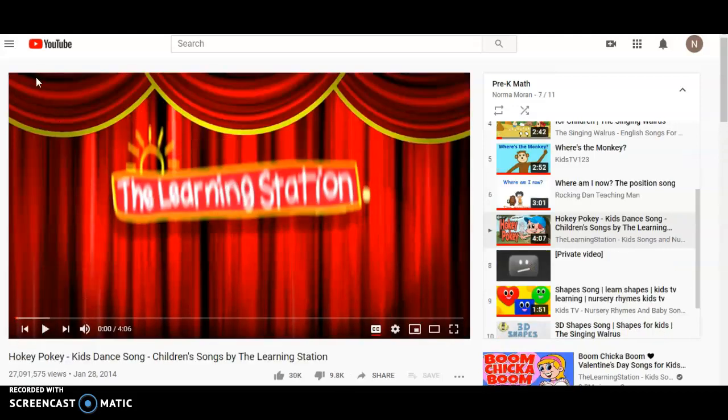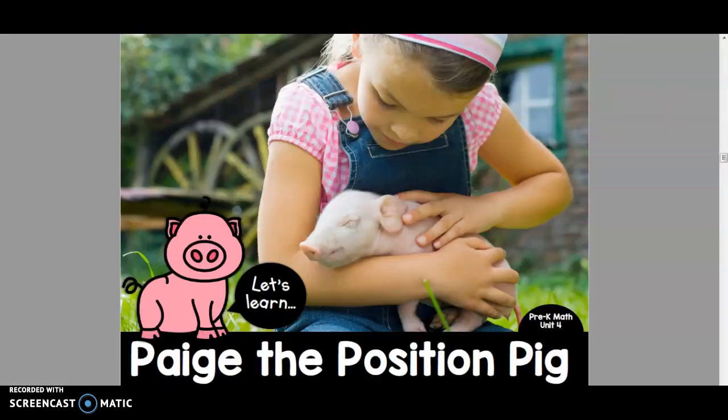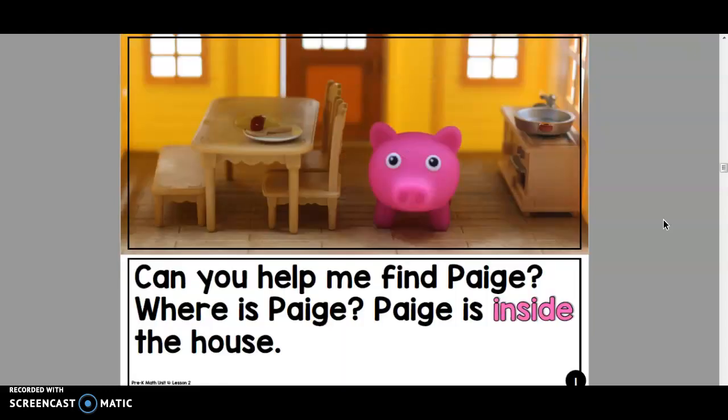Okay, that was the Where Am I Now video, and it had positional words. Now I'm going to read you a quick book about positional words. This story is called Paige, the Position Pig. So this little pig right here, her name is Paige. Can you help me find Paige? Where is Paige? Paige is inside the house.